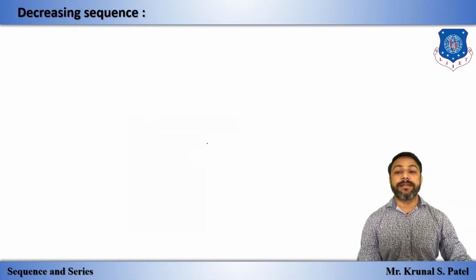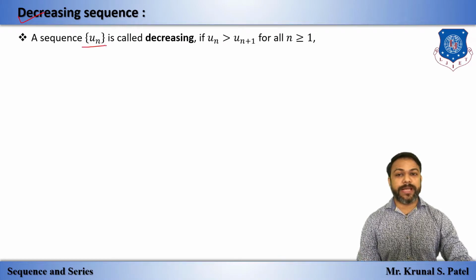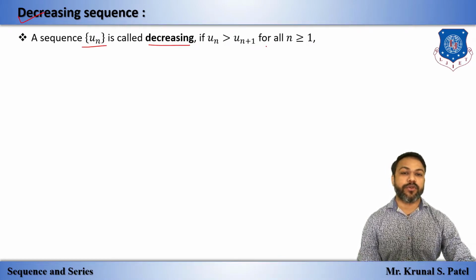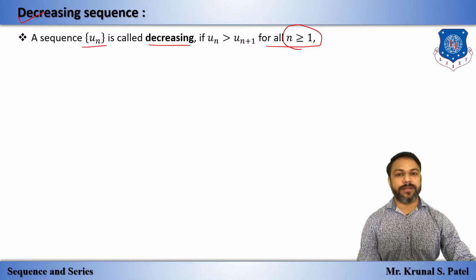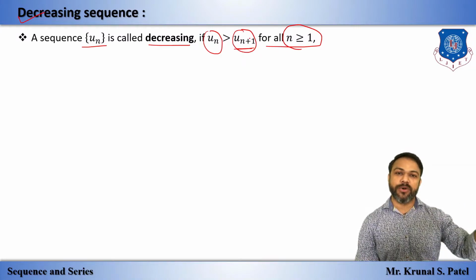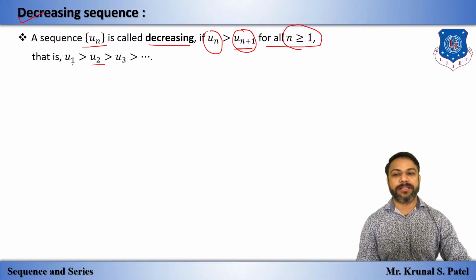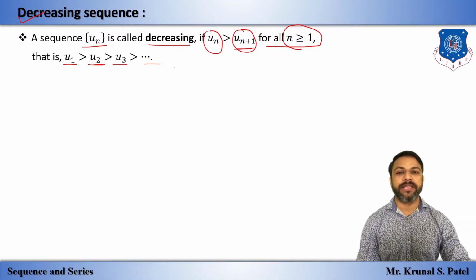Now what is a decreasing sequence? A sequence un is called decreasing for all n greater than or equal to 1 if, as n increases, the sequence decreases. That means un is greater than un plus 1. That means the next term, un plus 1, goes smaller and smaller. The next term is smaller than the previous term: u3 is smaller than u2, u4 is smaller than u3, u5 is smaller than u4, and so on.